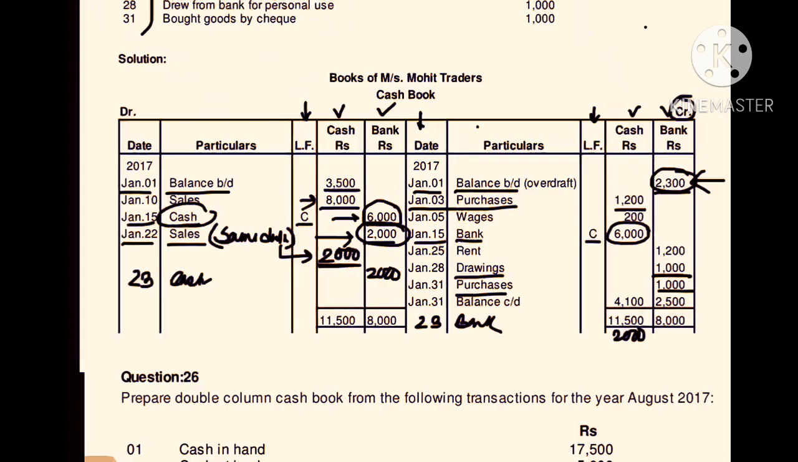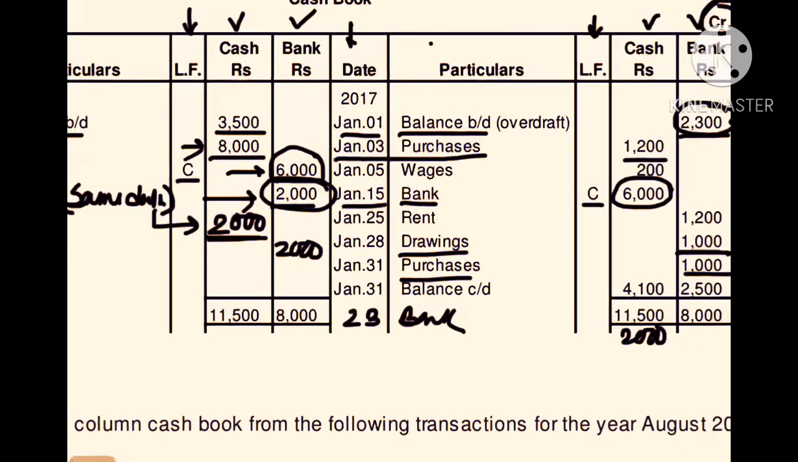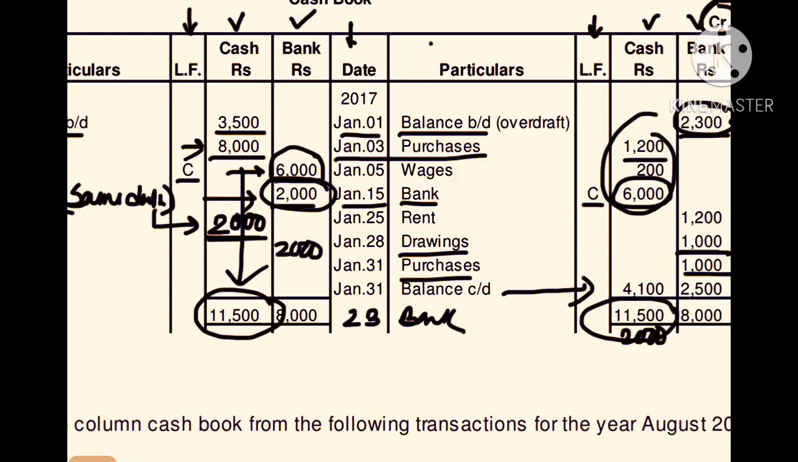The final thing is to prepare the balance. When we prepare the balance, first do the balance for the cash column, which is coming 11,500 on both sides, and deducting the credit side amount, the balance is coming 4,100. Then again we add the amount from the bank column, which is coming rupees 8,000 on both sides, and then deduct all the amounts posted on the credit side, and the final balance is coming 2,500.